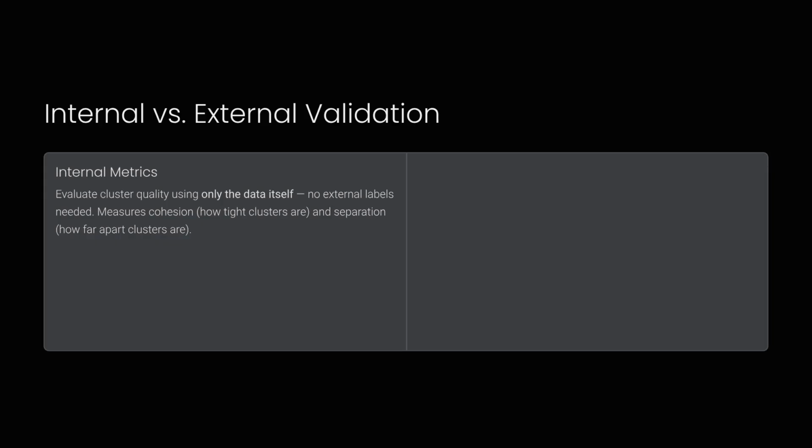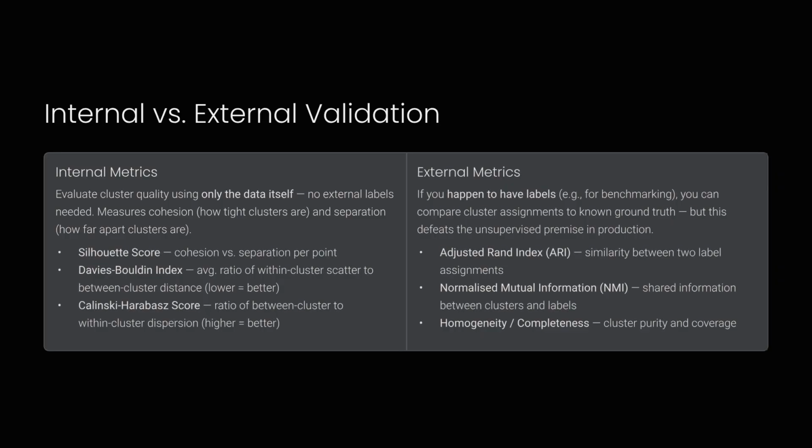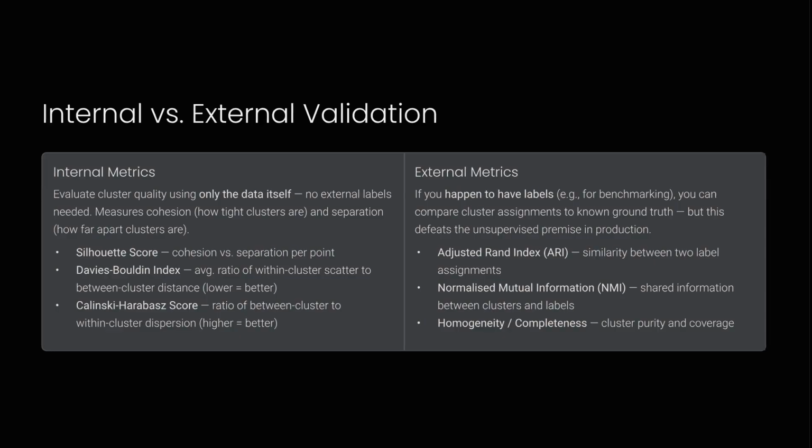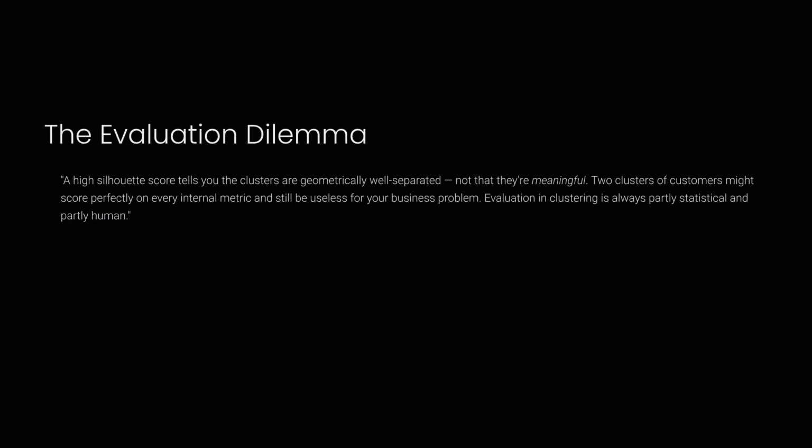Internal metrics, like the silhouette score, measure cohesion and separation using only the data. External metrics, such as the adjusted RAND index, compare clusters to existing labels, which is typically for benchmarking purposes only. Internal metrics only tell you if clusters are geometrically well separated, not if they are meaningful for the business.